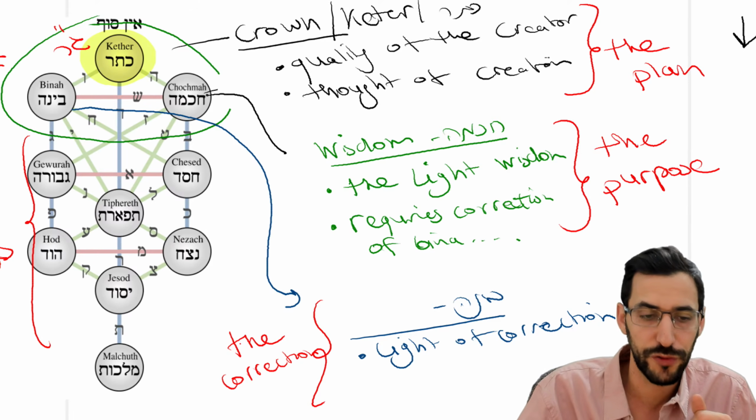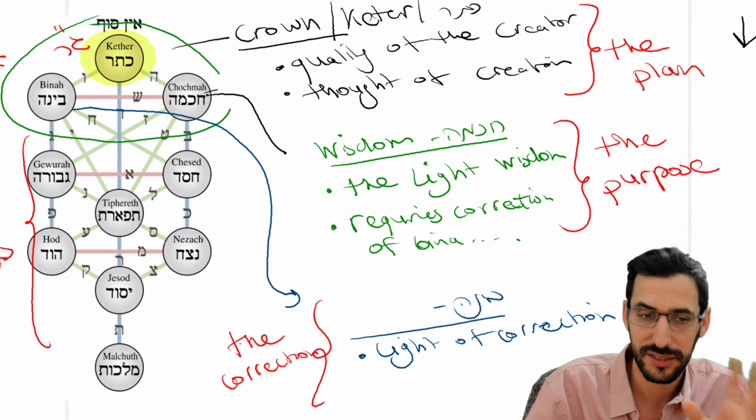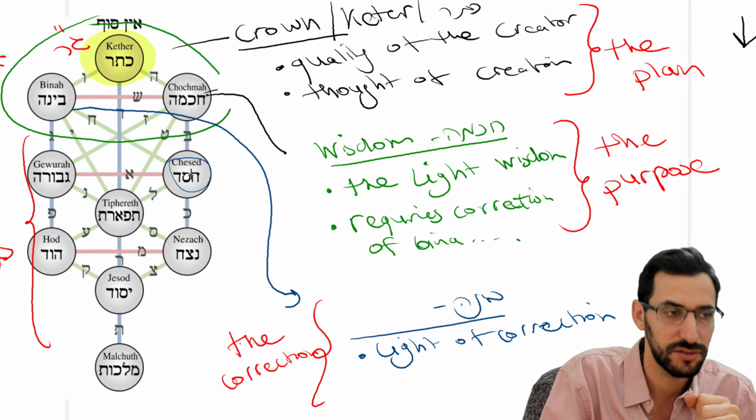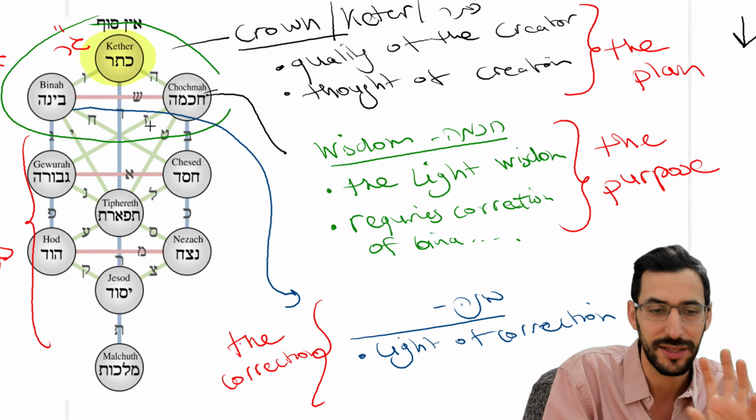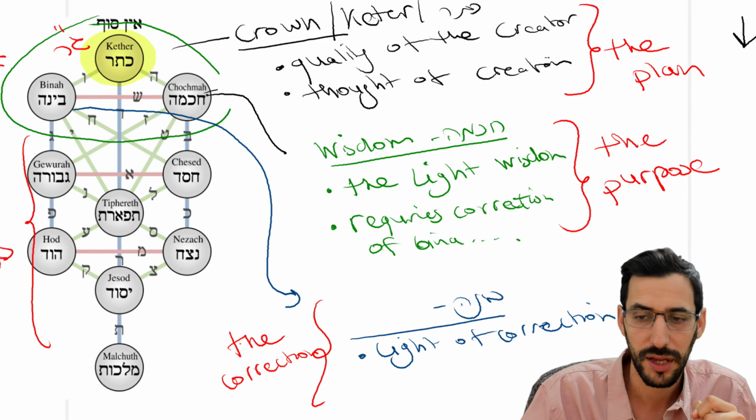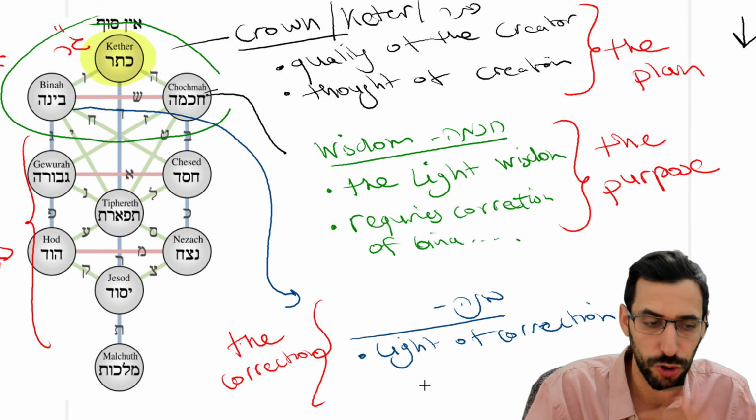It also is referred to as the light of Chasadim. Chasadim, similar to Hesed, you'll soon understand why Bina is also the light of Chasadim. It's pure bestowal.